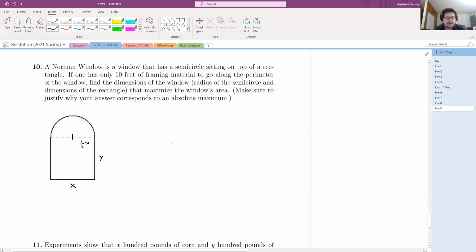We only have 10 feet of framing, so that is about the perimeter. So this is actually equal to X plus 2Y, and then plus, well, half of the circumference of a circle, so 1/2. So the circumference of a circle is pi times the diameter. So we can actually just think of this as 1/2 of pi times X.